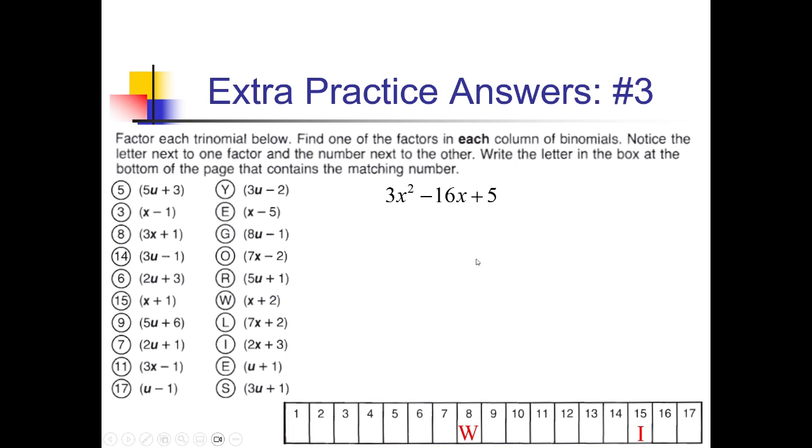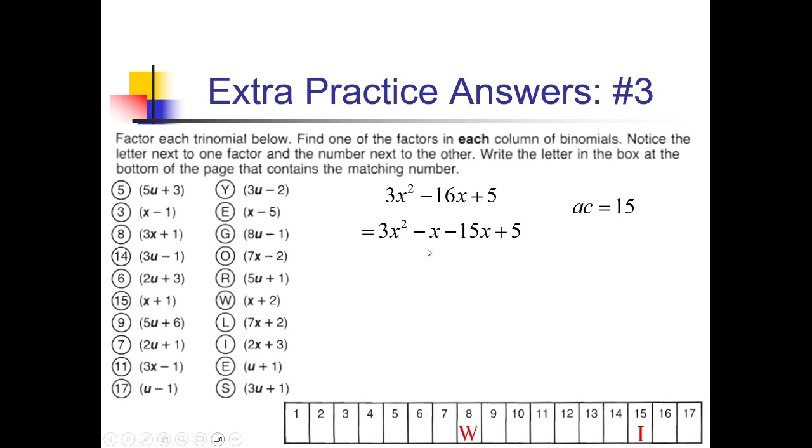For number 3, using my AC method here, 3 times 5 is 15 for that AC value. And I need factors of 15 that add up to negative 16. Let's see, 1 and 15 would if they were both negative. So I'll break this up into negative 1x and negative 15x. And it doesn't really matter what order we write those in, but we need to have both of them.